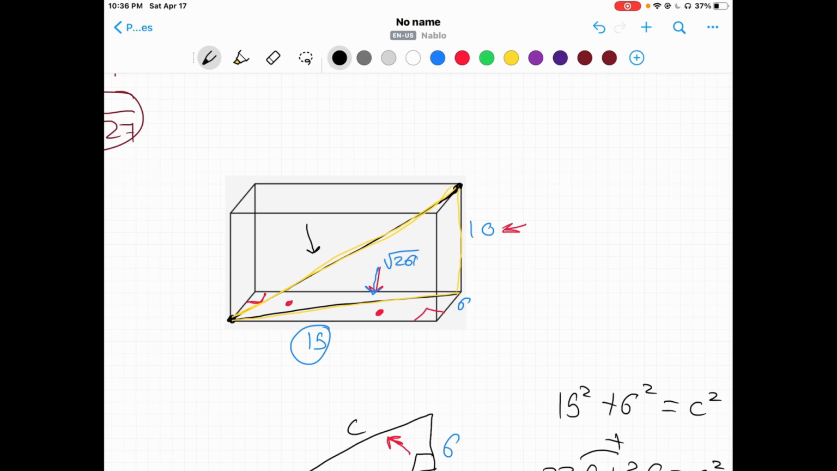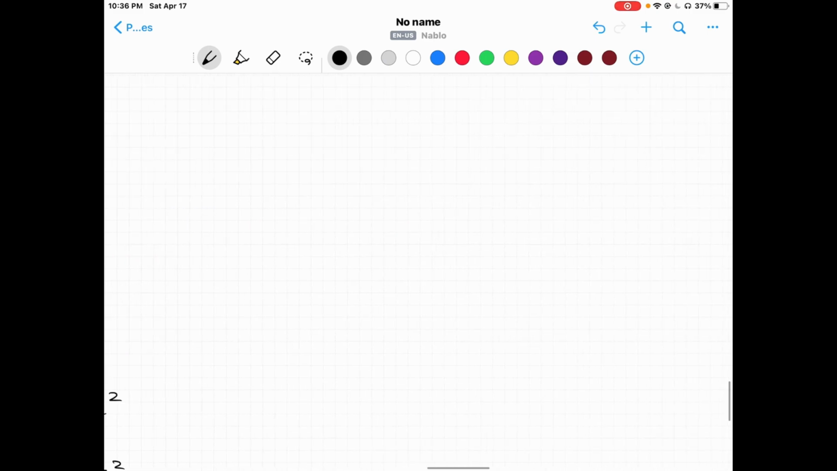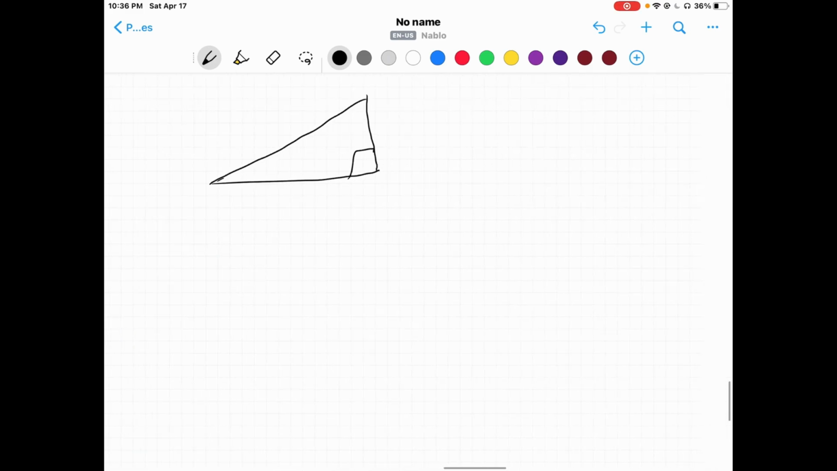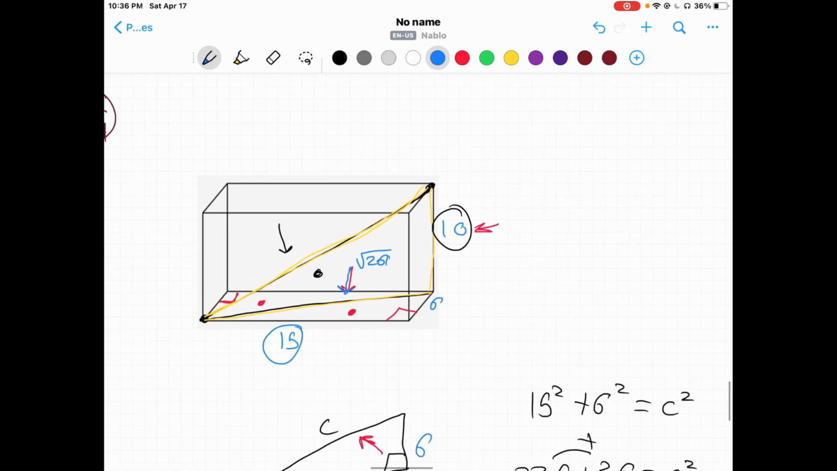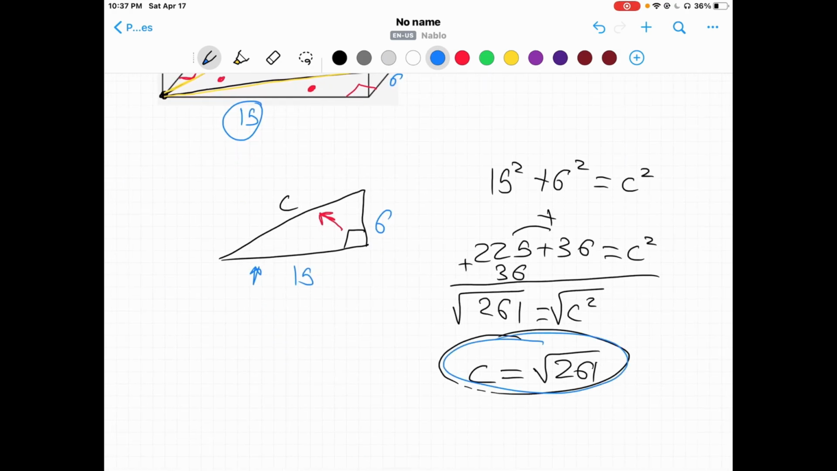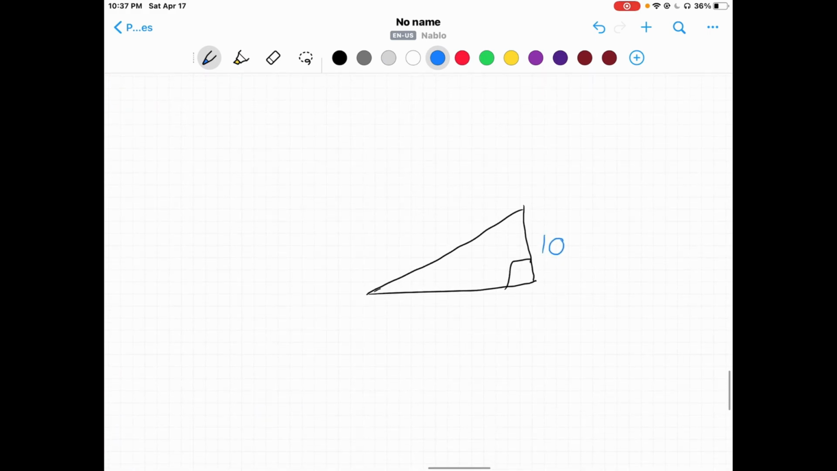So now that we know two side lengths of this triangle, the one we created to find the diagonal, we can always find the third one. So let's go ahead and do that over to the side here. So let me draw this for you. So the height of this rectangular prism is 10. So it would be this side right here. This side would be 10. Now the side that we just solved for right here is the square root of 261. So this is going to be the square root of 261.